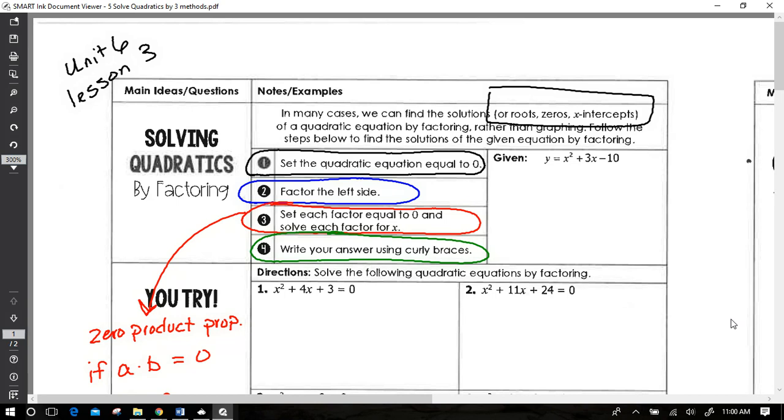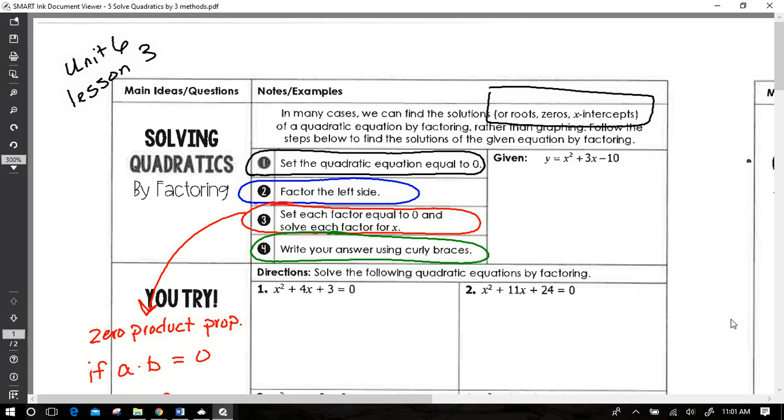But if all we are interested in are the roots, the zeros, the x-intercepts, then we can just do factoring and get right to it, okay? We don't need to find the vertex before we find the solutions, okay? So that's what we're going to do today.